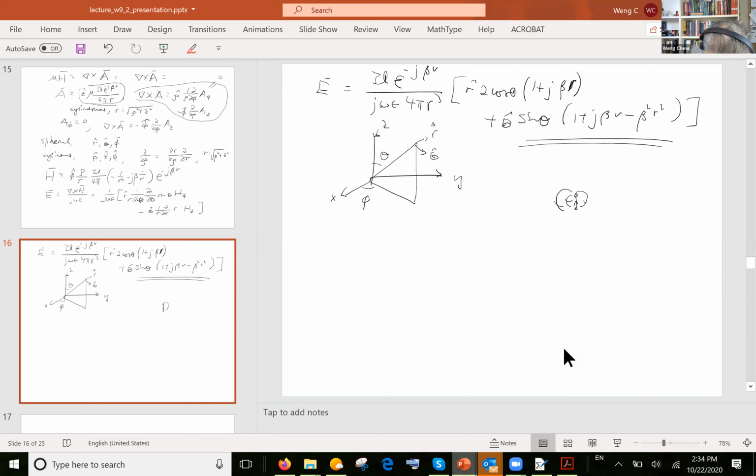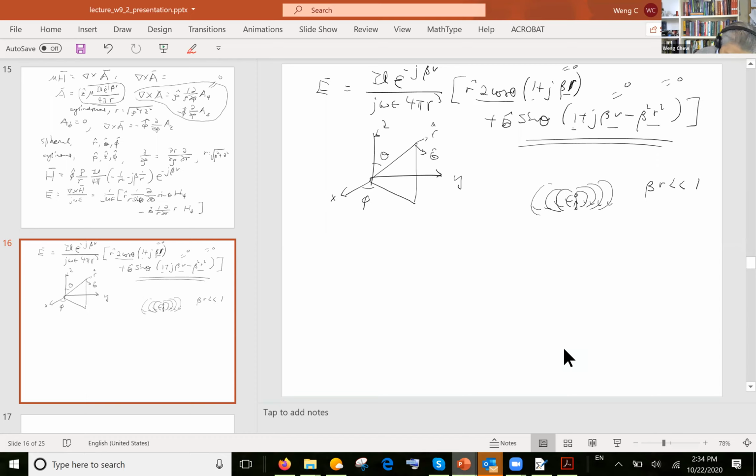In the near field, it will look something like this. In the near field, beta r is much, much less than 1. So this can be 0, this can be 0, and this can be 0, and then you only have this term and that term. If you were to sketch out that field, it only has r and theta components, and this is how the field looks. In the far field, of course, something is different. In the far field, this term dominates, and this term is negligible.